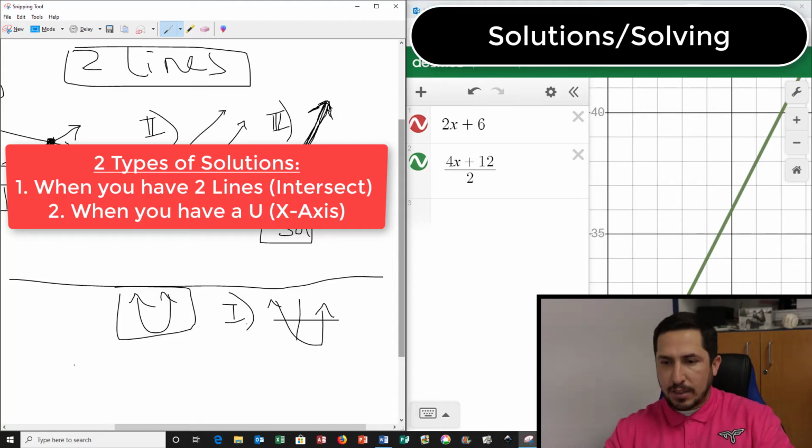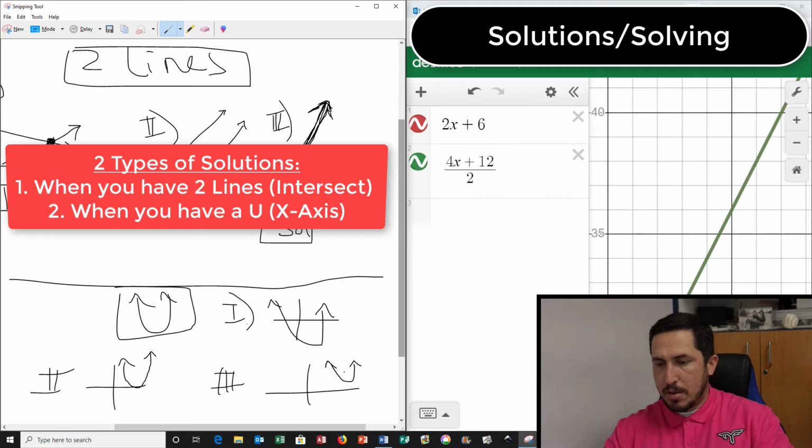Whenever you have a U, it looks like that. That's type 1. Here's type 2. It looks like this. And here's type 3. It looks like this. All right.